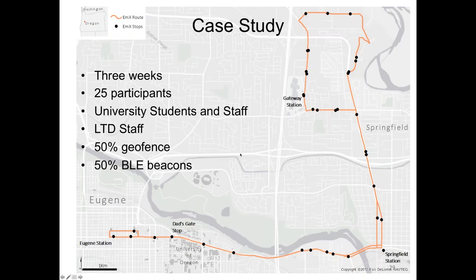And we split half of the people used the geofence approach and half the people used the Bluetooth approach. They didn't know at the time of the survey what method they were actually using. So we didn't want to bias some of the questions that we were going to ask them. So during the three-week period, people got on the bus. Whenever they got on, we encouraged them as much as possible to use the application to provide data.